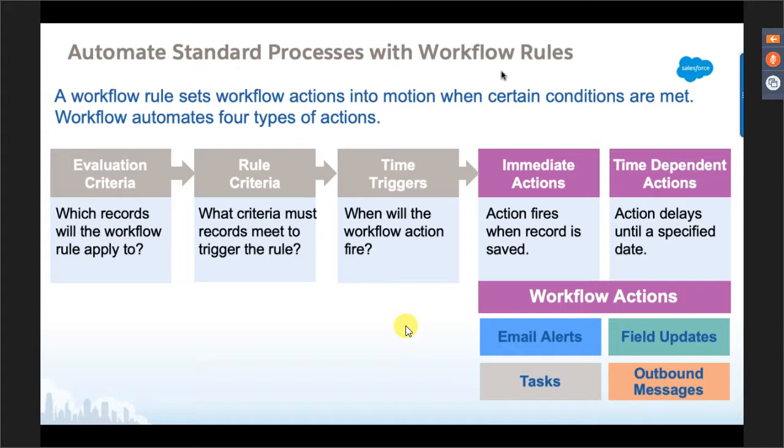So knowing that we've got E for evaluation, T for time triggers, and during a time trigger, A for action, there are only 4 kinds of actions that a workflow can run. They are the same kind of actions an approval process can run. They run in a particular order, and that order is fields, tasks, email, and outbound message. Again, they run in a particular order.